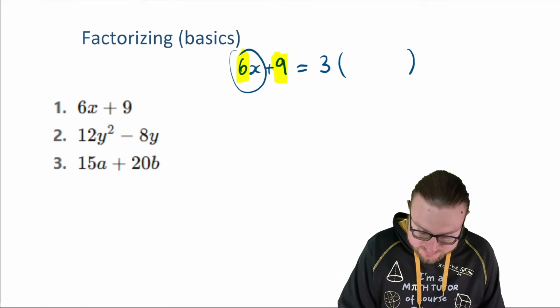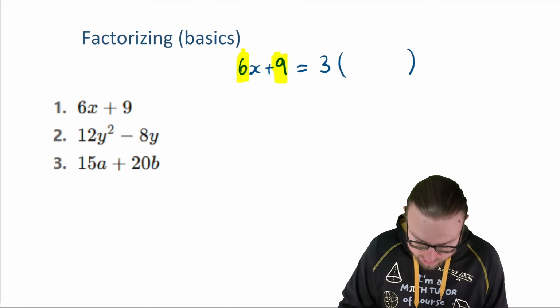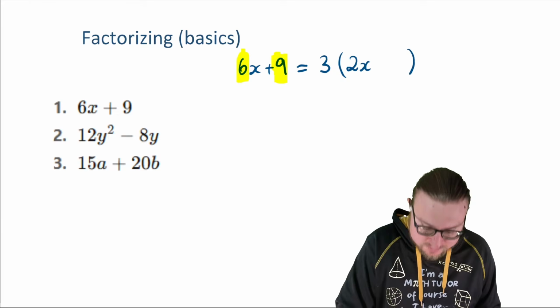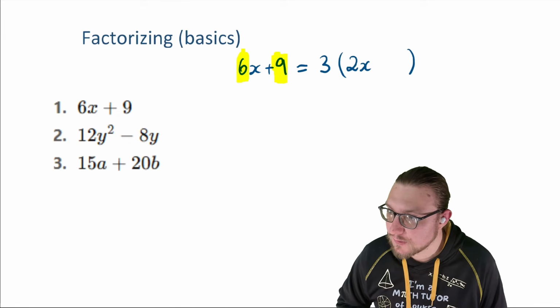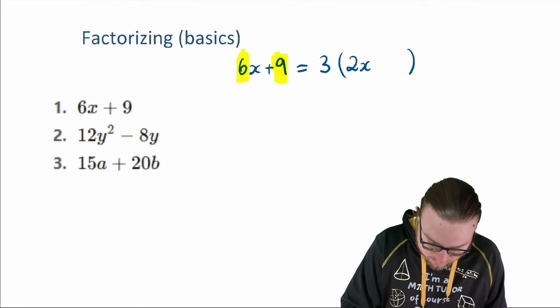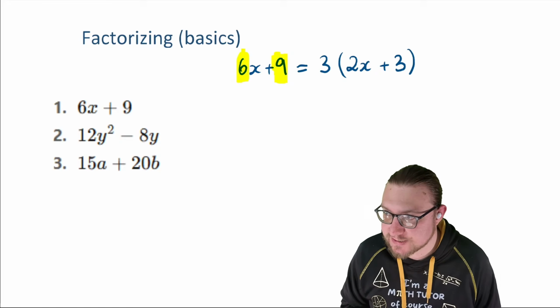So 6x divided by 3, we're just doing the numbers. 6 divided by 3 is 2. And then there is just an x in the front. That remains there because there's no x by the 3. And for the 9, the same thing. 9 divided by 3 is positive 3. So there we go. We get 2x plus 3 in brackets.